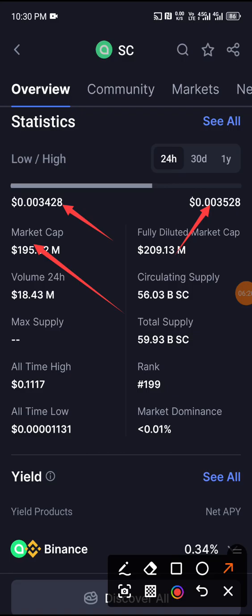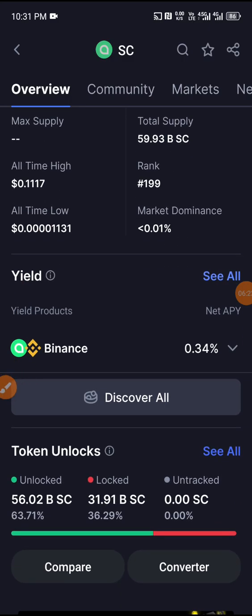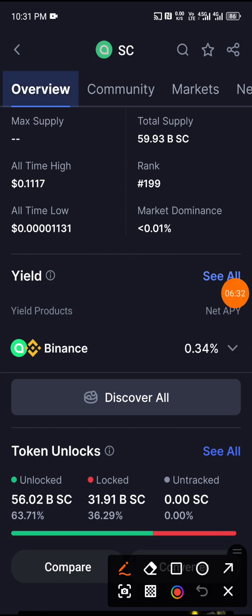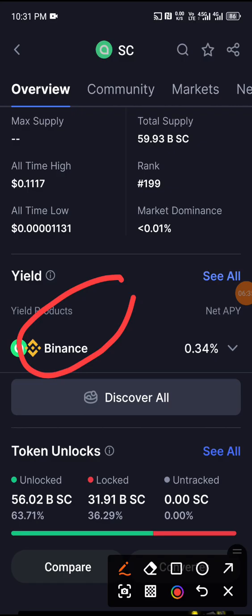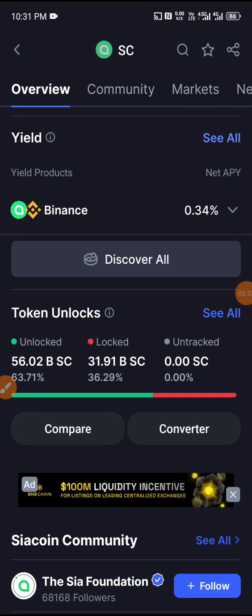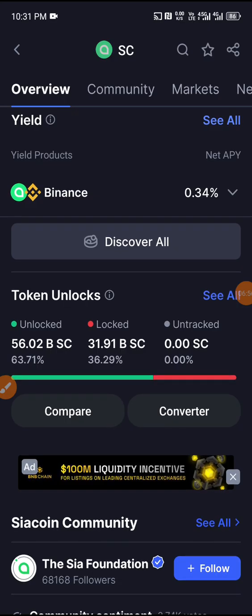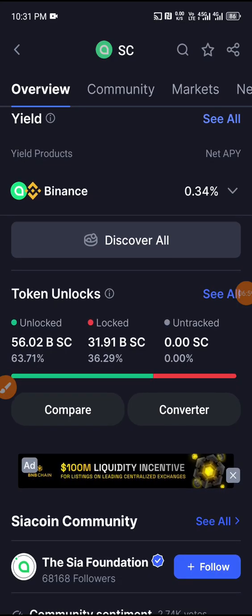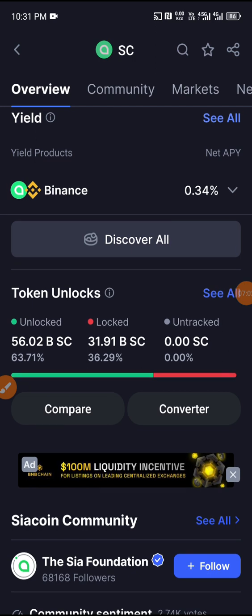So the next thing you just need to do is to look at it carefully. Where can you buy this coin? You can buy this coin on Binance. Here, you can see here. You can buy this coin on Binance, and it's currently at 0.34%. Okay, so now we're going to look at the people that are holding this coin. You can see the unlocked was over 56 billion SC, and the locked is over 31 billion.